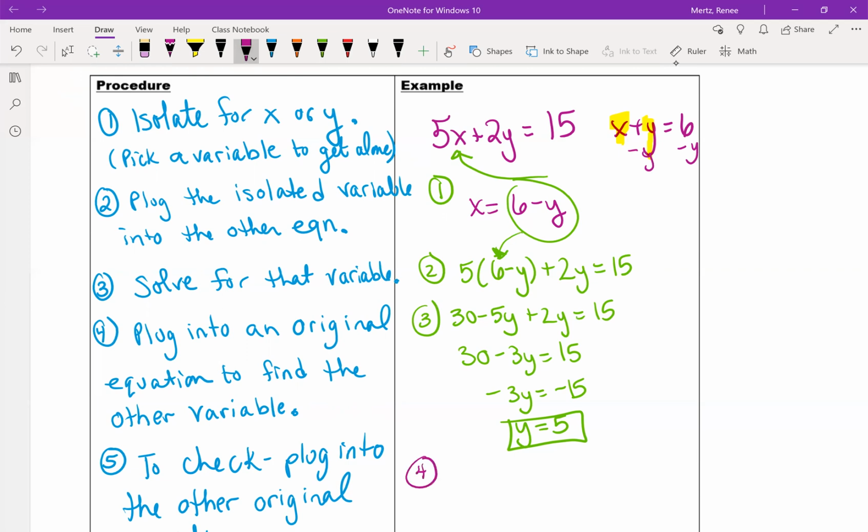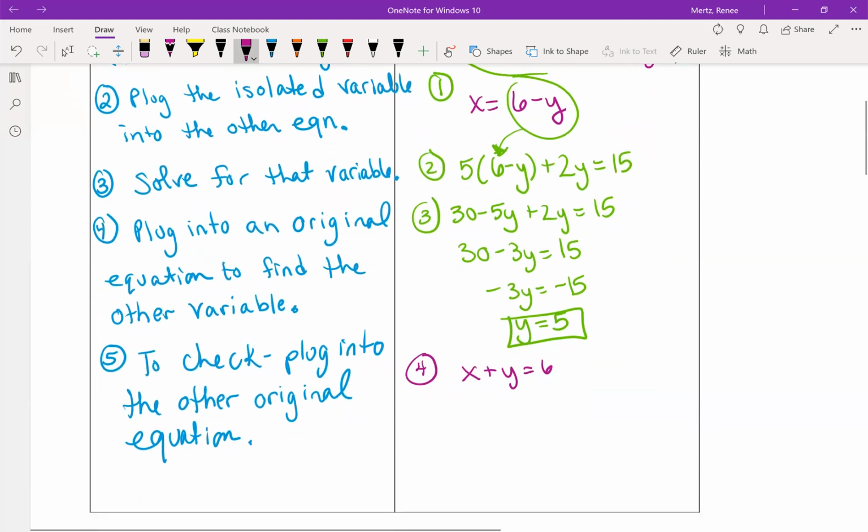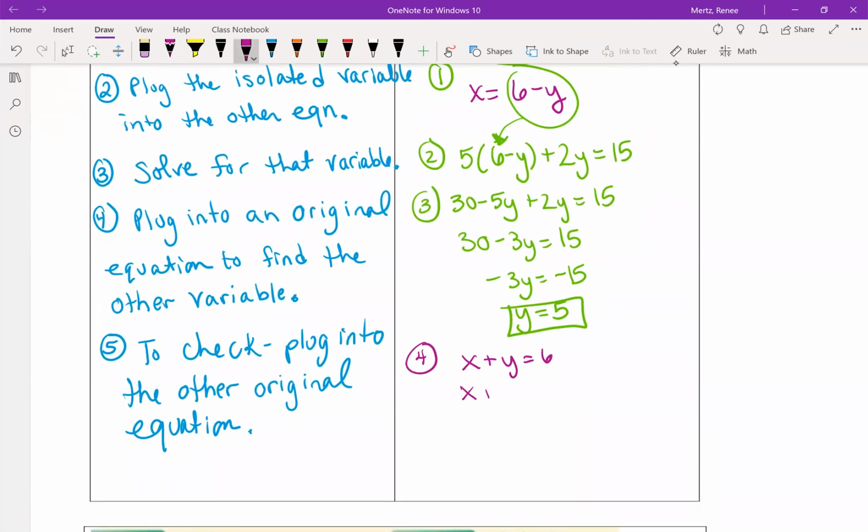So for step 4, I have x plus y equals 6. I'm going to plug in 5 for y. x plus 5 equals 6. So x equals 1. And step 5 is to check.